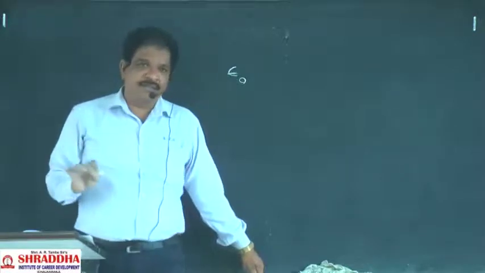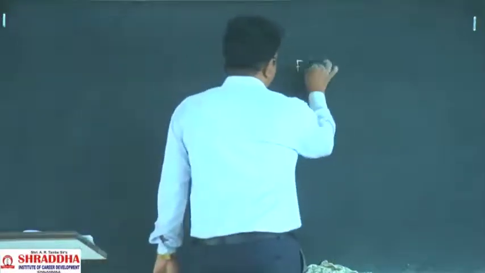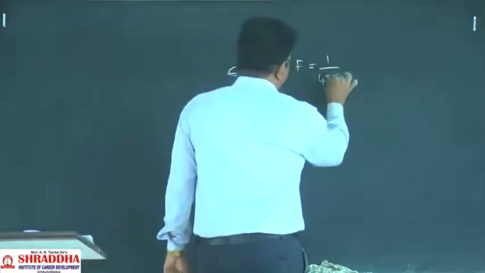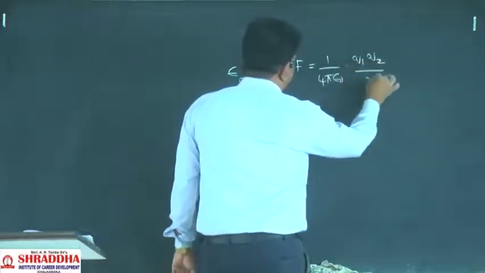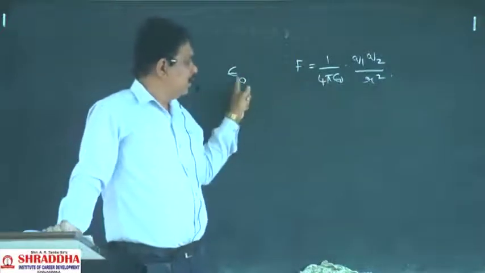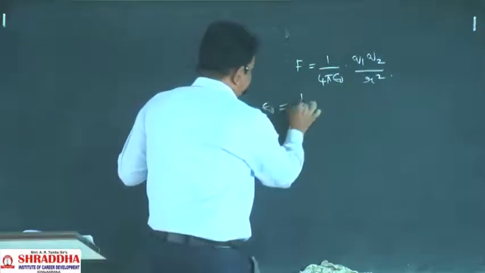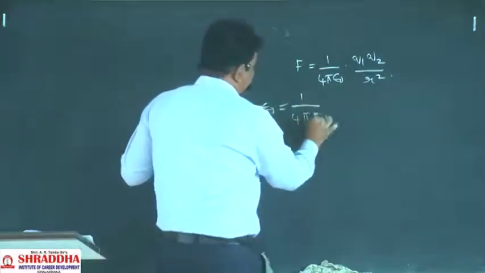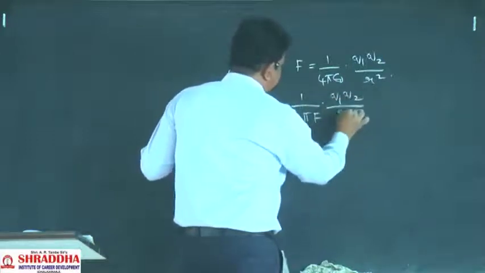At least how that is gained. F is equal to 1 by 4 pi epsilon naught Q1 Q2 by R square. At least you remember this formula. Then easily epsilon naught is equal to 1 by 4 pi F Q1 Q2 by R square.